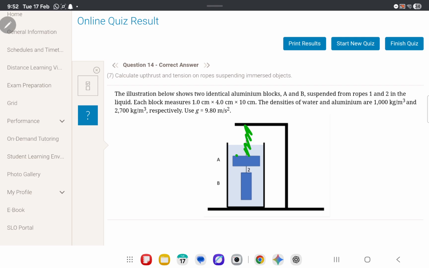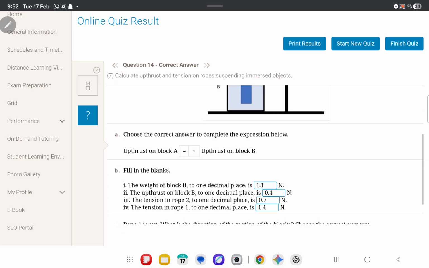Now, we said that the buoyancy force depends on the densities and their volumes, right? We're not going to focus on the volumes. We're going to focus on the densities. The density of the aluminum is greater than the density of the water, right? So what does that mean? It's going to sink. You know how water and oil float? Oil is less dense than water, so it's going to float on the top. But here, aluminum is more dense than water. So it's going to go down. It's going to sink, which is why they say move downward for both of them, because they're both identical blocks.